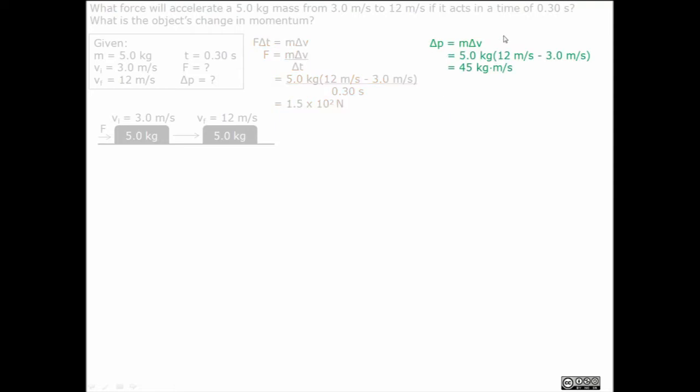Next, use the change in momentum equation and substitute in the values. We get 45 kilogram meters per second rounded to the correct sig figs. Lastly, double check your units.